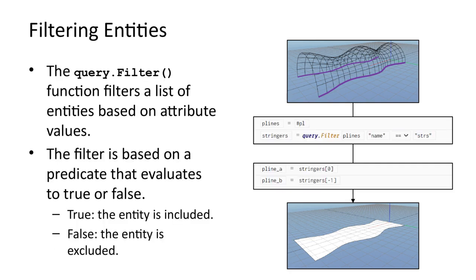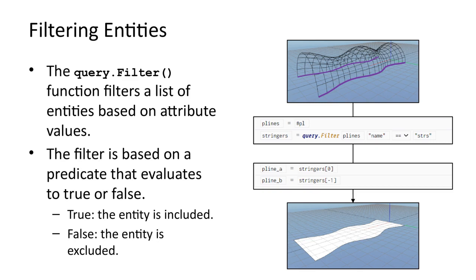The query.Filter function takes a list of entities and filters them. It then returns a new list of entities, where certain entities have been excluded. The filtering is performed based on an attribute expression that evaluates to true or false. This expression is called the predicate. The function will apply the predicate to each entity in the input list. If the predicate evaluates to true, the entity will be included in the output list. If not, then it will be excluded.